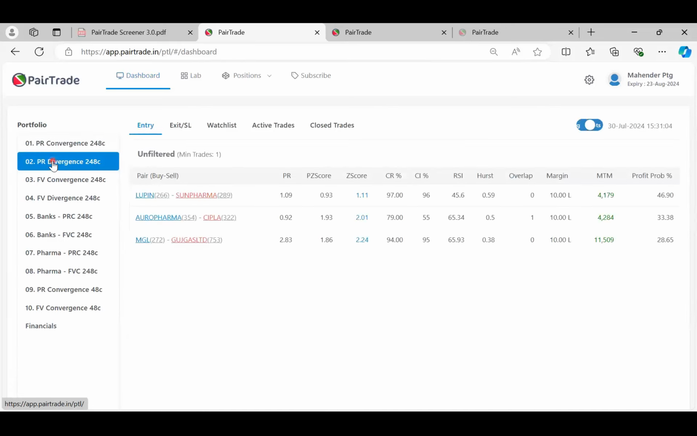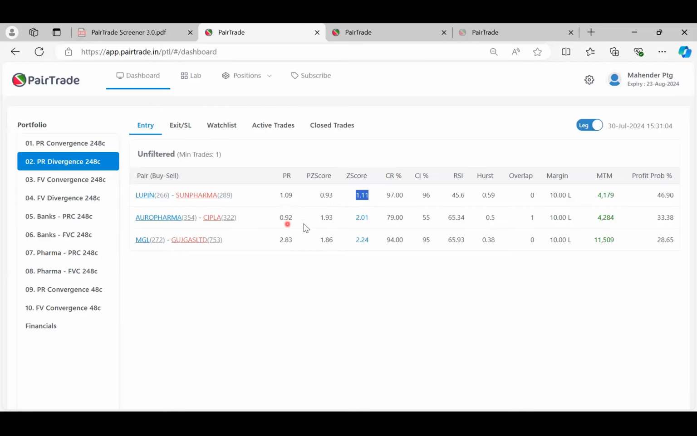If you look at divergence with unfiltered, there are certain entries available. Here, this is divergence, right? That means it is going beyond one standard deviation. Here it was below one standard deviation, and now it has gone above it. That's why it has given an entry here.